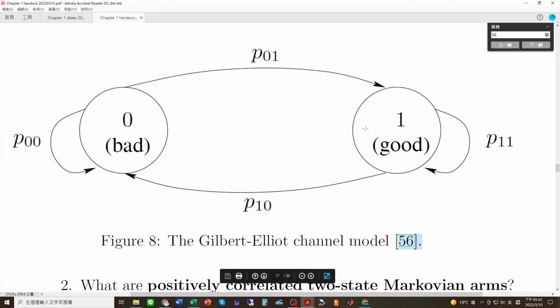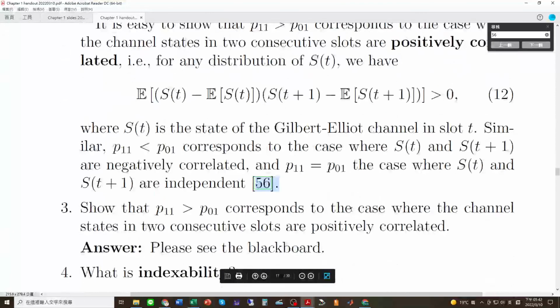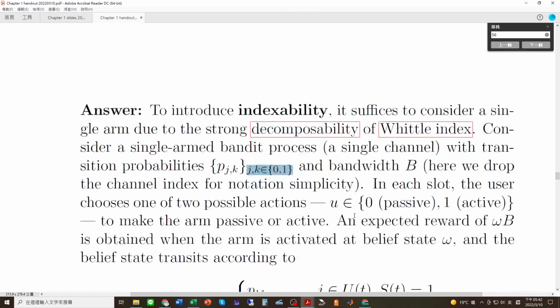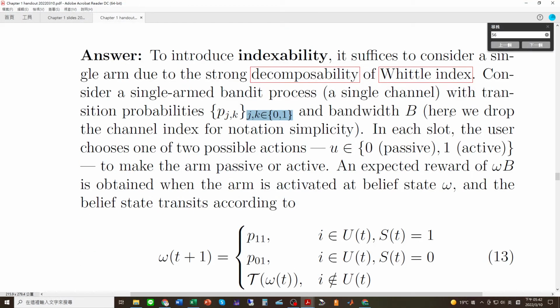Refer to figure 8, the Gilbert-Elliott channel model, and bandwidth B. Here we drop the channel index for notation simplicity. That is, we do not say B1 or B2, we just say B. So there is an assumption here that there is a single channel, so there is the bandwidth B.